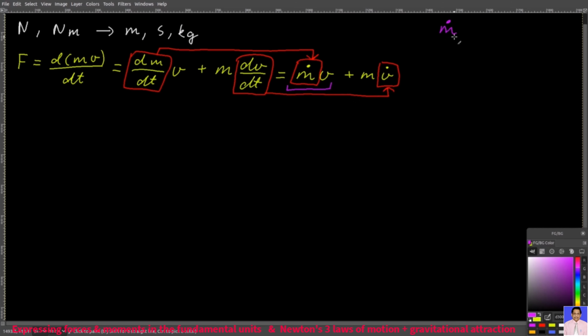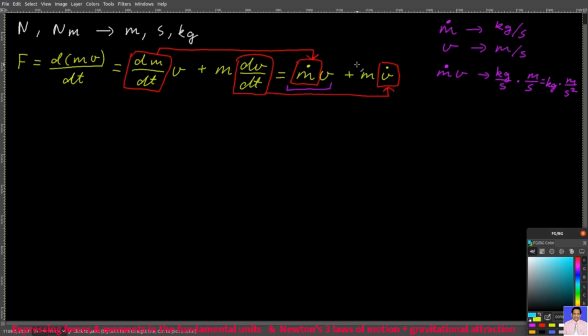Let's take a look at the first term, m dot times v. M dot is the change of mass with respect to time. So its unit is kilograms per second. And then v is velocity. Its unit is meters per second. And so when you have m dot times v, that means that you have kilograms over second times meters over second, or simply kilograms times meters over second squared.